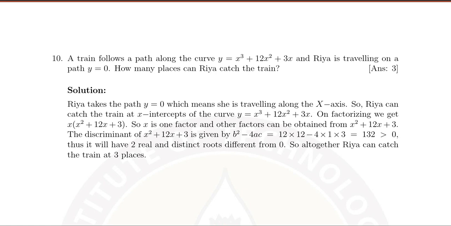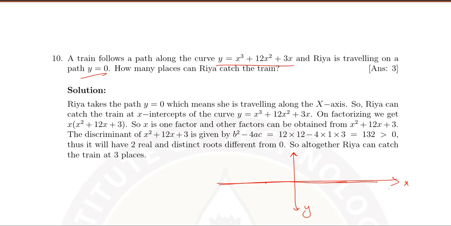So the next question is: a train follows a path along the curve y equals x cube plus 12x square plus 3x, and Ria is traveling on the path y equals 0. How many places can Ria catch the train? So Ria is traveling along the path y equals 0. In other words, she is following this path. This is the x-axis, this is the y-axis, and Ria is traveling on the x-axis, because y equals 0 is the equation of a horizontal line itself.